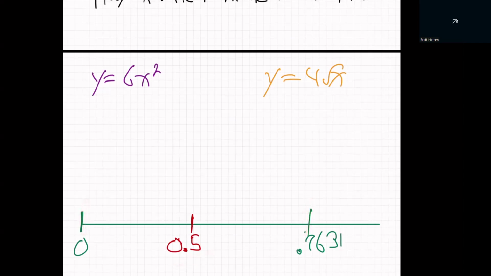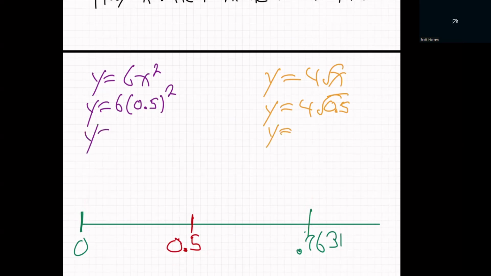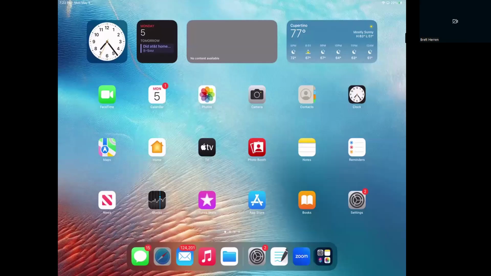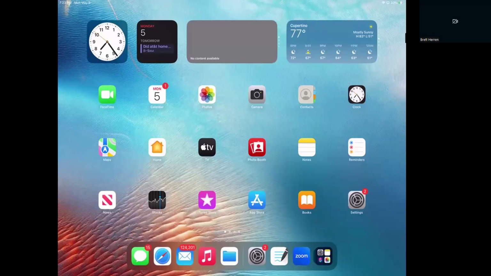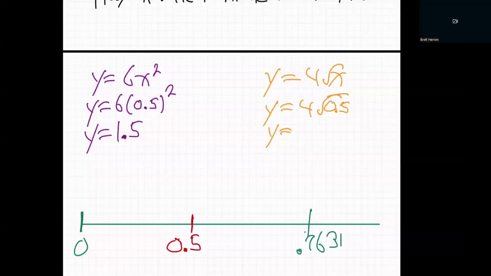So we'll do 0.5. I'm going to plug in 0.5 to this function, 0.5 squared, and I'm going to plug in 0.5 to this function. What are those? I have no idea, but Desmos does. Here we go. Let's go to Desmos. 6 times 0.5 squared. That one's 1.5. So this one comes out 1.5.